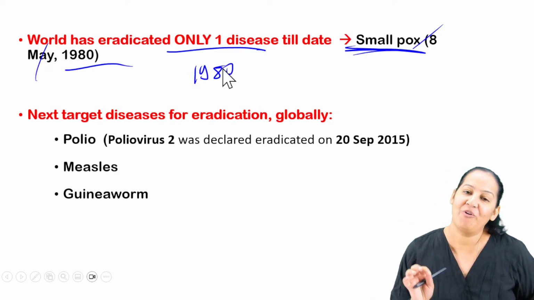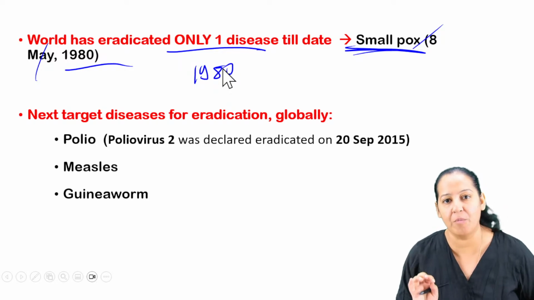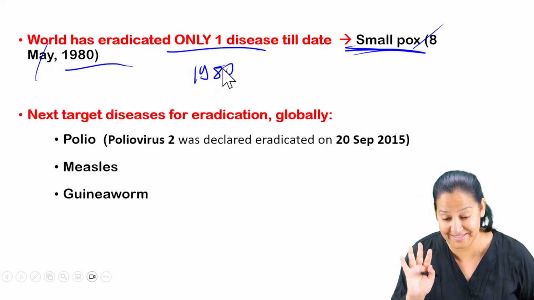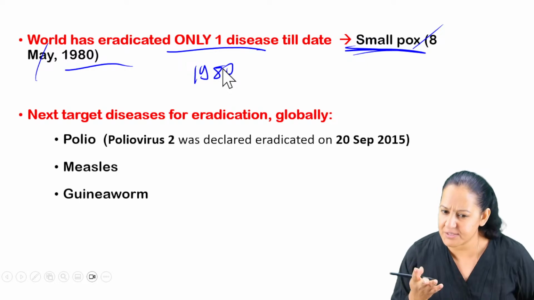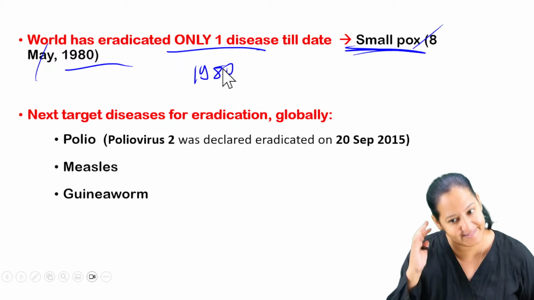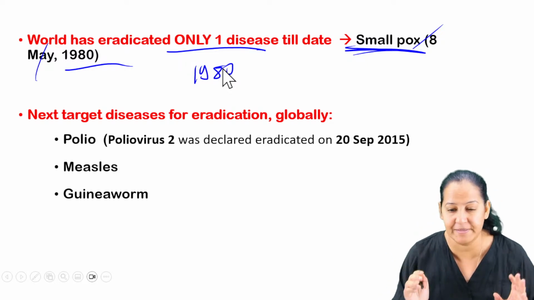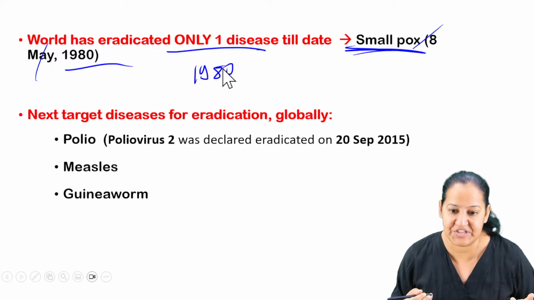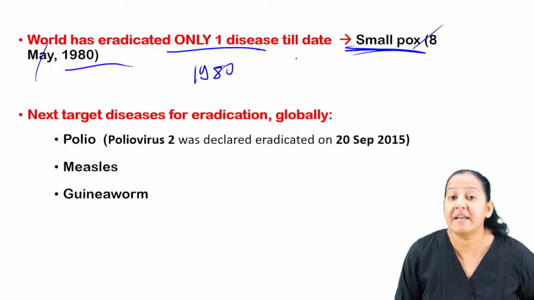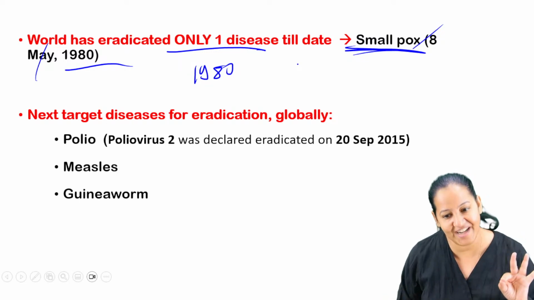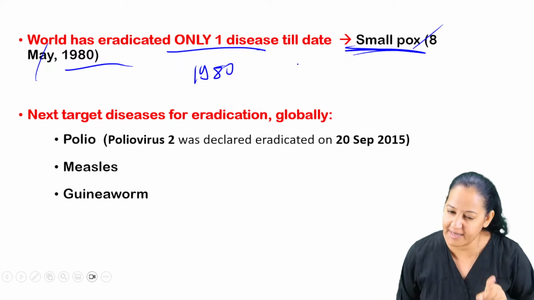Before we were all born, it was eradicated in 1980. But ask your parents and your grandparents: in their era, that was a horrible disease. They called it chota chechak. It was a very terrifying disease, that is smallpox. It was eradicated on 8th May 1980. After that, not even a single case was found.